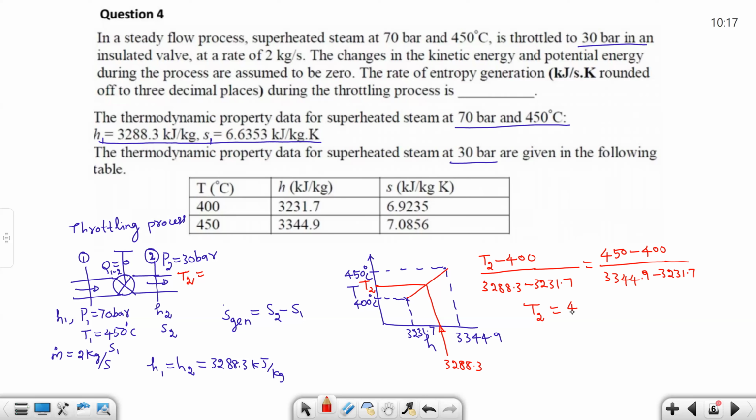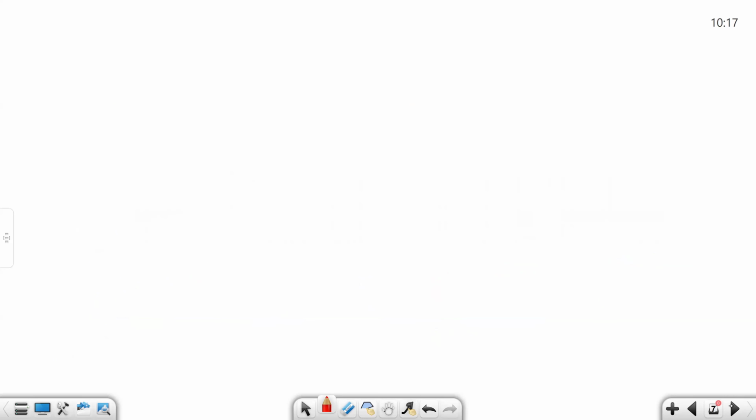So you get 425 degrees. So T2 is 425 degrees. So now we get the entropy by using the linear interpolation.